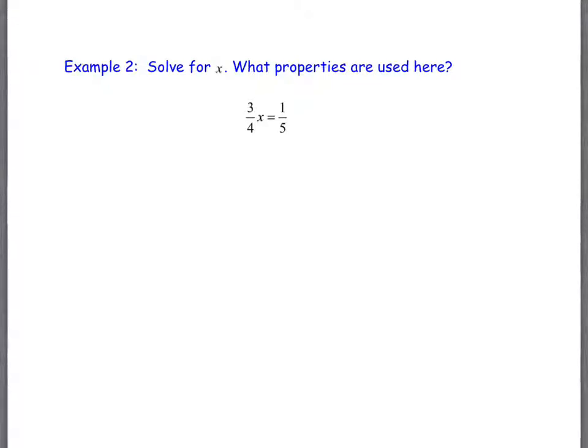So if my goal is to solve for x, what do I need to do? Okay, we could divide by 3/4. What's another way we could do that? Because I don't like dividing by fractions. We could multiply by the reciprocal. Okay? So first of all, what allows us to do this? I'm going to multiply by 4/3 on both sides.